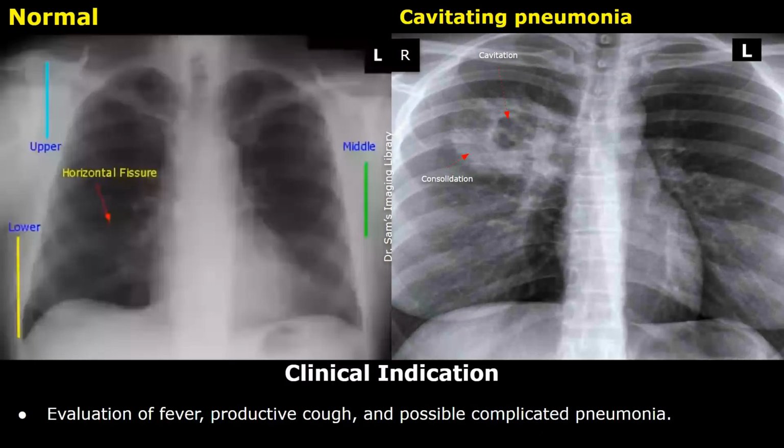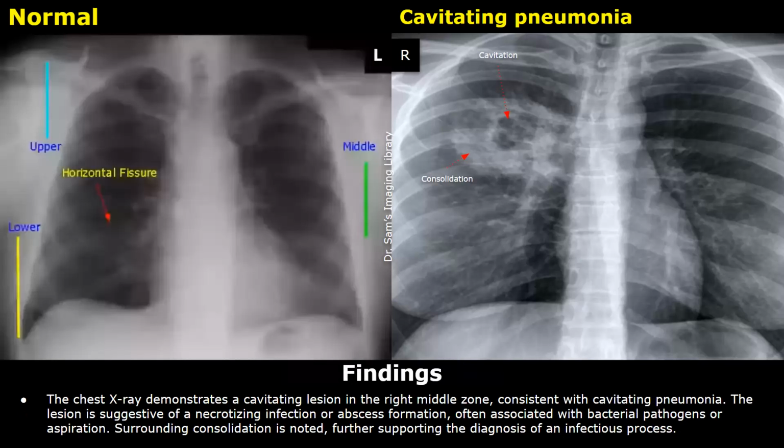Now we have a case of cavitating pneumonia. Clinical indication: evaluation of fever, productive cough, and possible complicated pneumonia. Findings: the chest X-ray demonstrates a cavitating lesion in the right middle zone, consistent with cavitating pneumonia.